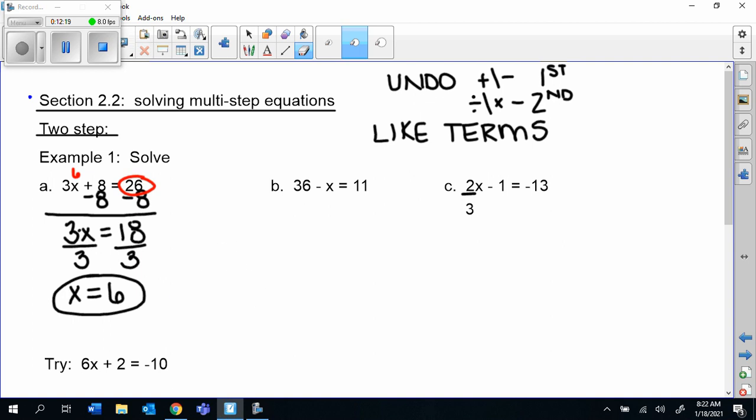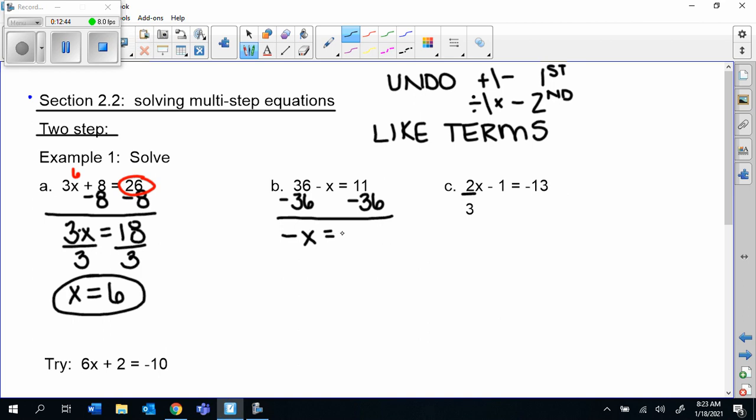All right, here's one where the x is kind of in a weird spot, but we have to just get used to that. And so I'm going to get that 36 over to the other side. So I want to get the constants together and the x's together. So I do that subtraction piece first. Don't forget to bring that negative straight down. So I have negative x equals negative 25.